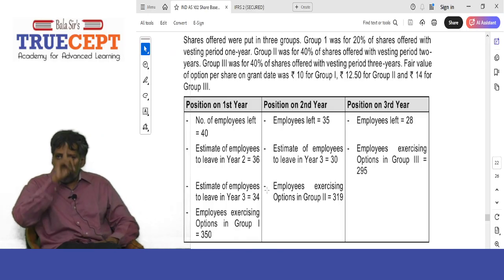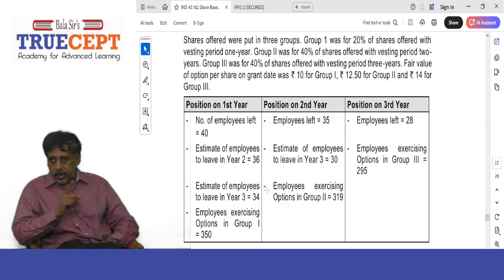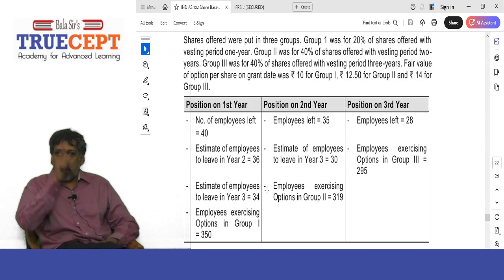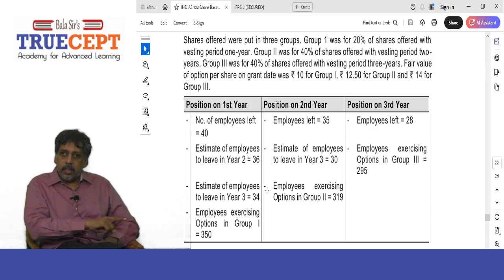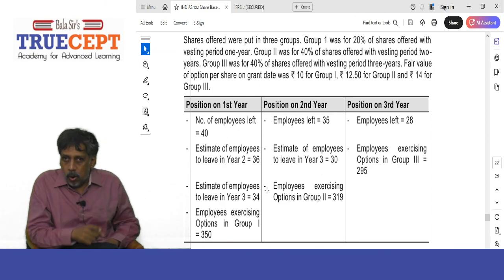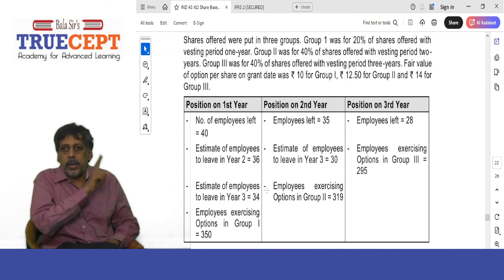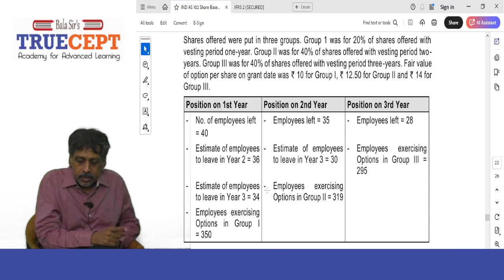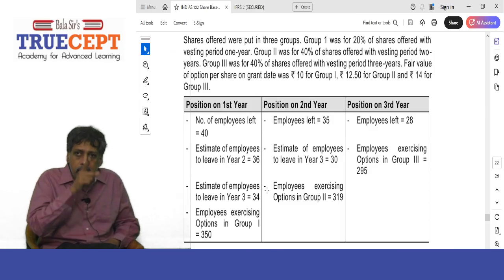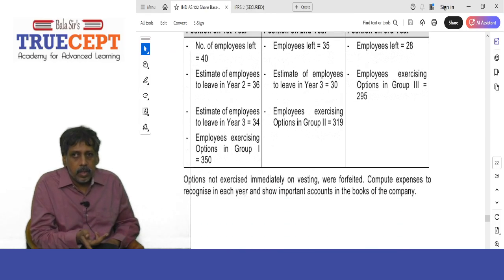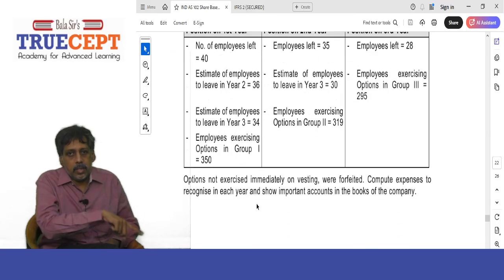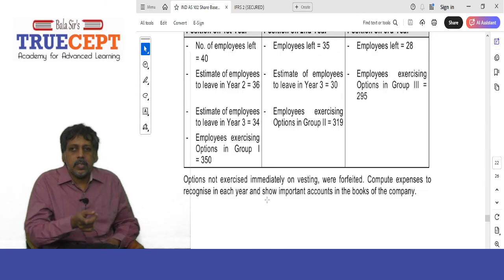Now guys, we're going to do this way. Modus operandi. I'm explaining the method of working now. How we are going to operate. We'll read the data for year 1, year 1 fully. Then we shall read in the solution, the working note, to find the employee benefit expense for the first year. And in this example, what is the requirement, Sneha? Compute expenses to recognize in each year and show important accounts in the books of the company.